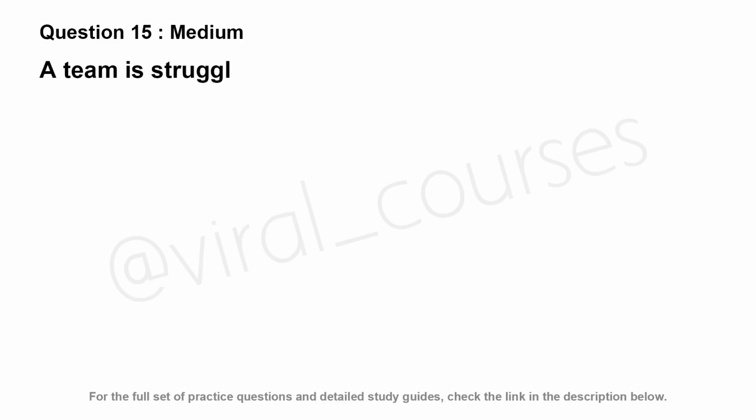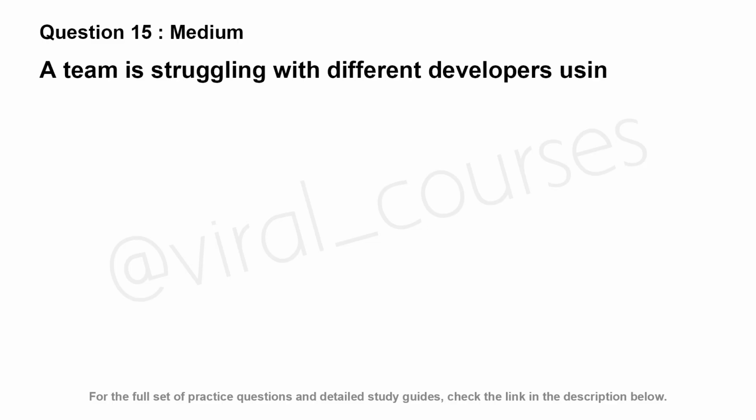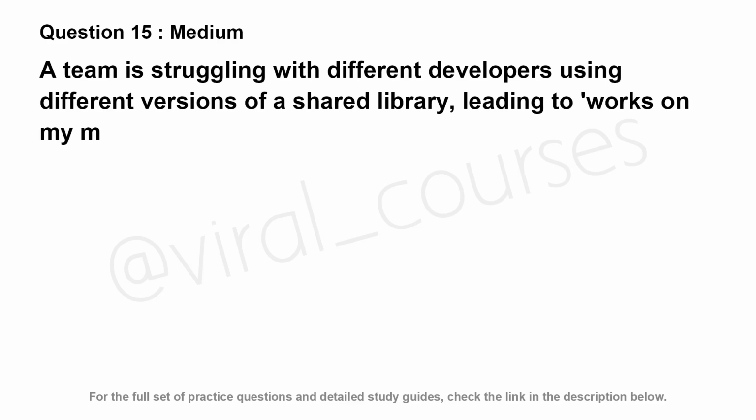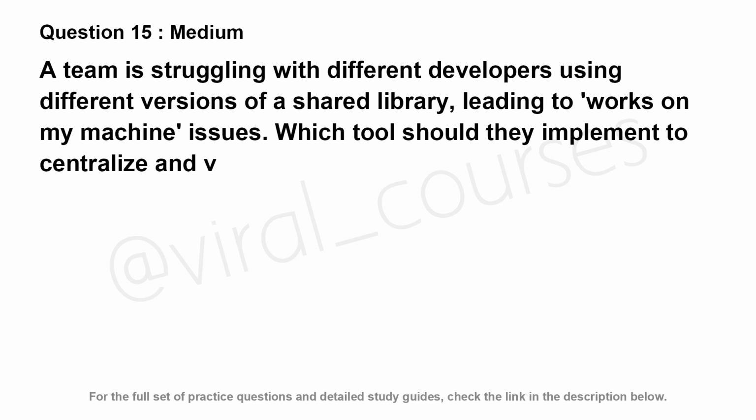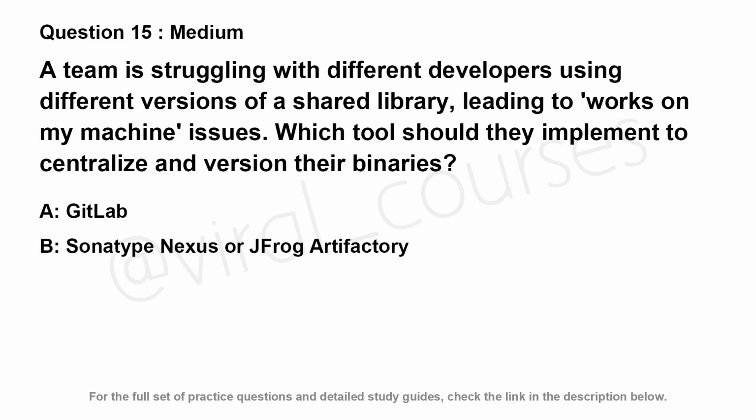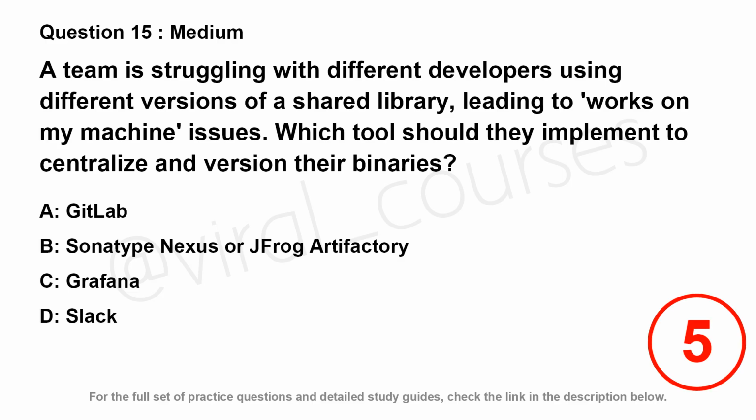A team is struggling with different developers using different versions of a shared library, leading to works on my machine issues. Which tools should they implement to centralize and version their binaries? Option A, GitLab. Option B, Sonatype Nexus or JFrog Artifactory. Option C, Grafana. Option D, Slack.